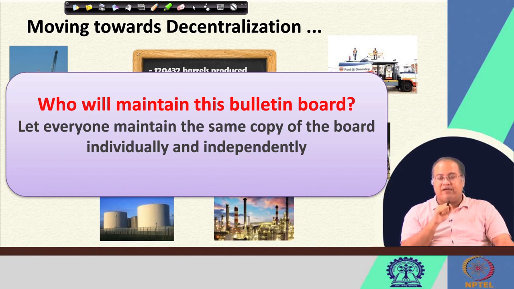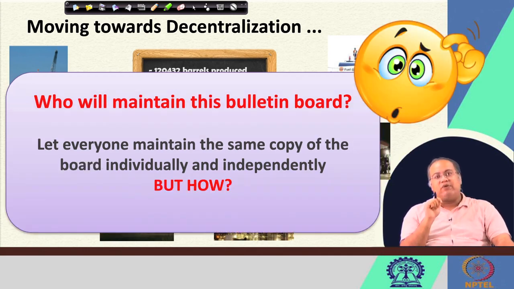We are happy with that, but immediately the next question comes: how am I going to enforce this decentralization, because it will bring up multiple additional challenges. For example, the moment you say that I do not have a single blackboard containing all the information, rather everyone maintains their own blackboard, the first question is, what is the guarantee that everyone has the same information on their local board? So that kind of challenge comes, and we need to find a solution to this problem.